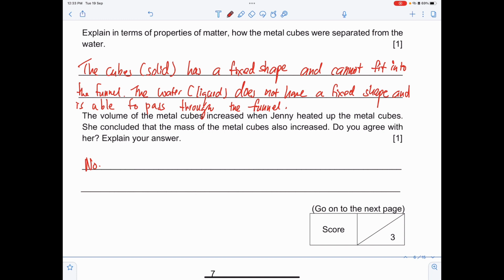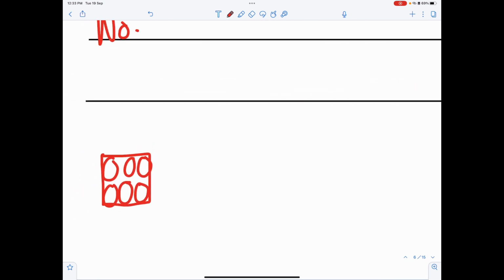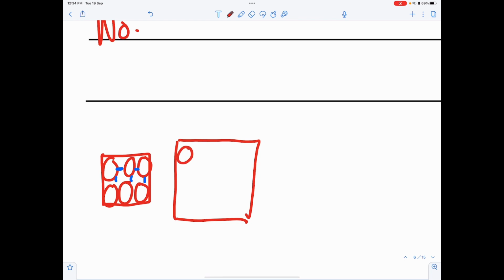Let me give you a very simple example. Let's just say I have a solid that is made up of 6 particles. The initial spacing between every one is so much. But when I heat it up, it becomes bigger. Why? The number of particles did not increase. The size of the particles that make up this particular object also did not increase. What increased was the distance between each particle.